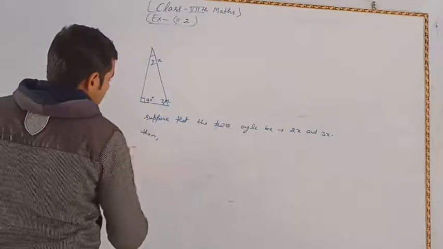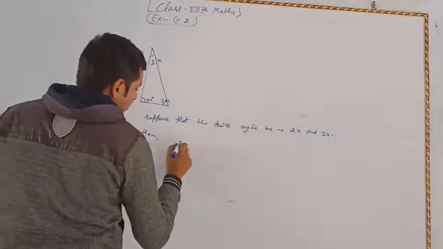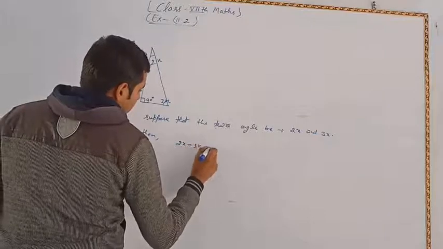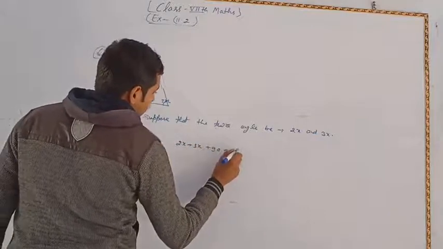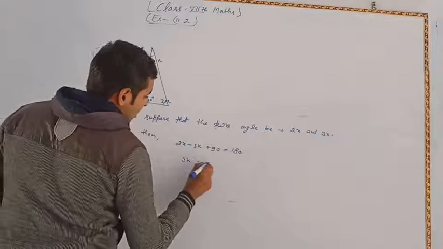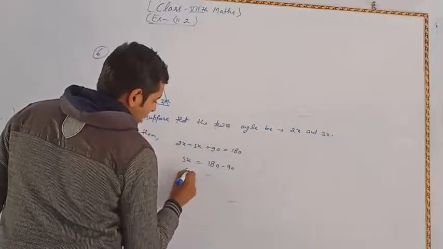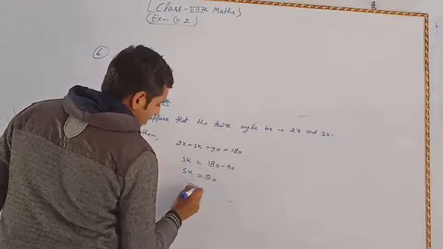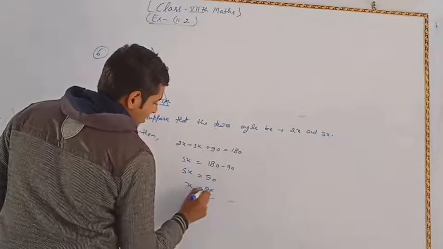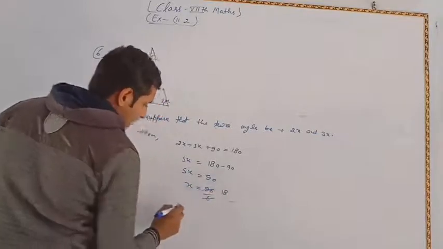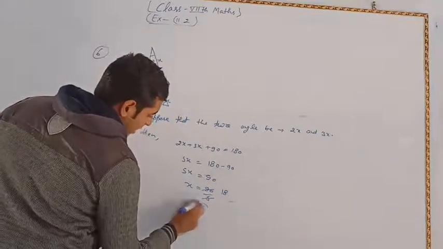then by the property of the triangle, 2x plus 3x plus 90 is equal to 180. Then 5x is equal to 180 minus 90. Then 5x is equal to 90. Then x is equal to 90 upon 5, which is equal to 18. Then x is equal to 18 degrees.